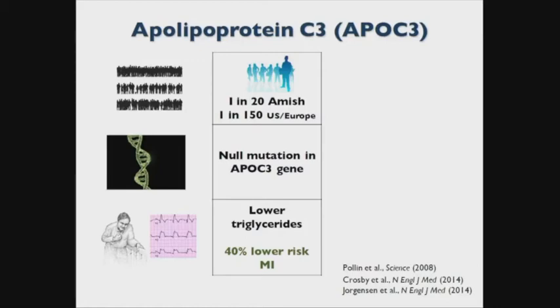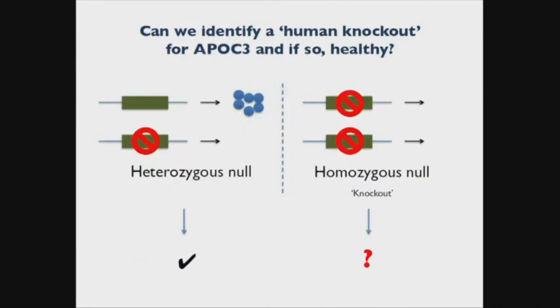We and a group from Copenhagen showed that actually 1 in 150 European ancestry individuals in the US and Europe carried the same null mutation, and these individuals also had lower triglycerides. We were able to document there was also lower risk of coronary heart disease in these individuals, suggesting, again, that medicines that might antagonize this circulating protein might be therapeutically beneficial.